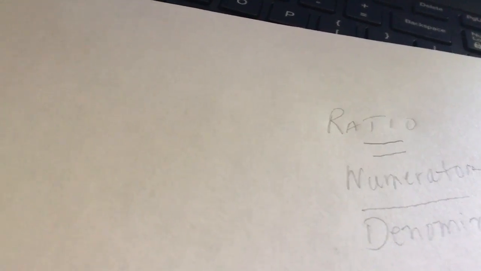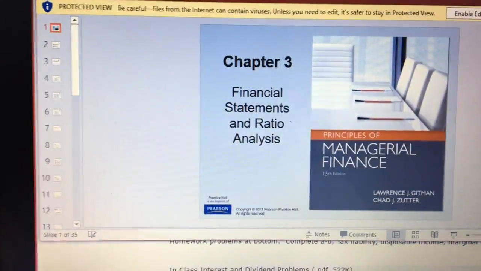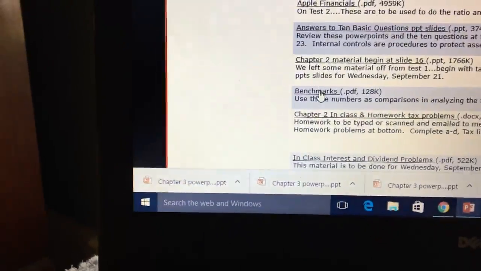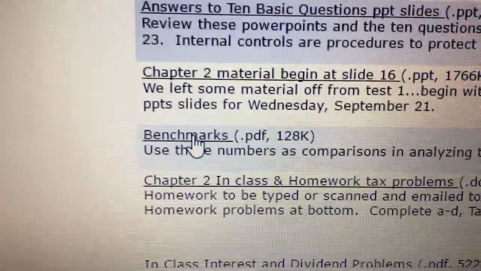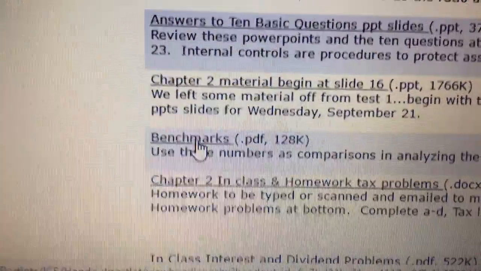in order to evaluate them and analyze them against other numbers. Now, there is another set of PowerPoints or a handout that I want you to look at that you need to include in this because I'll be including them in my discussion, and it's called benchmarks. Okay, benchmarks. This is what we use for comparisons. Let's just pull this up.